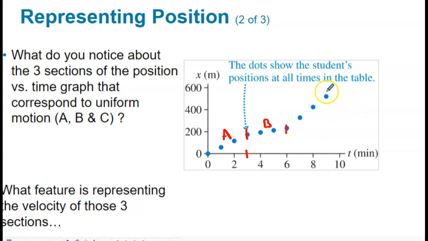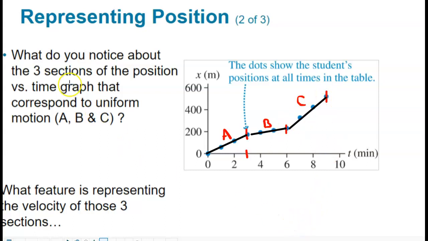And then finally, the last one was from 6 to 9. That's section C. And I'm going to connect those with a line making tool, so that'll make it nice and straight here. So we have section A, section B, and section C.